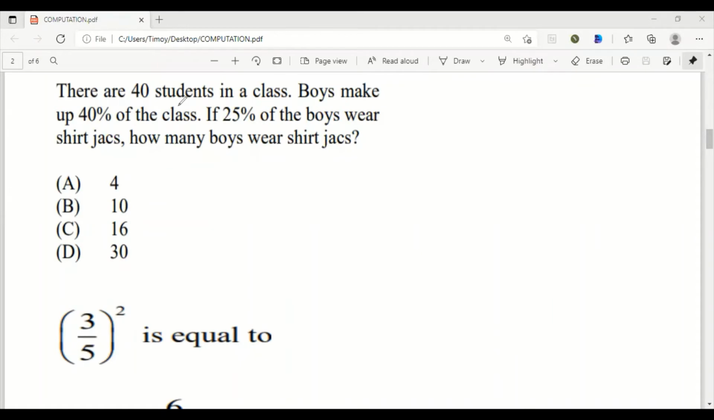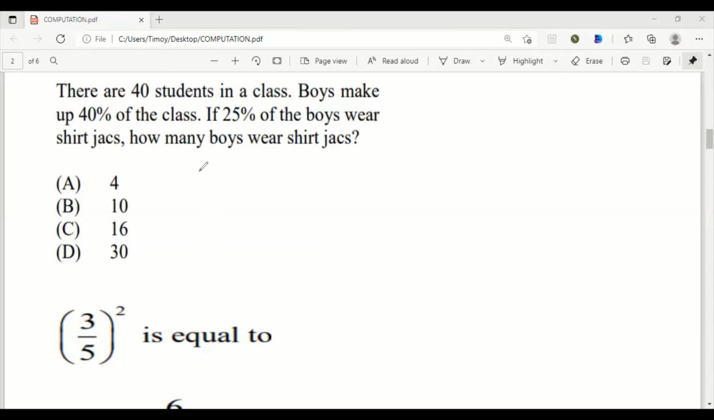There are 40 students in a class. Boys make up 40% of the class. If 25% of the boys wear shirt jacks, how many boys wear shirt jacks? First of all, you have to interpret the question properly. They tell us the total number of students in the class, and they tell us the number of boys in terms of percentage, right? So we would need to find out how many boys are in the class.